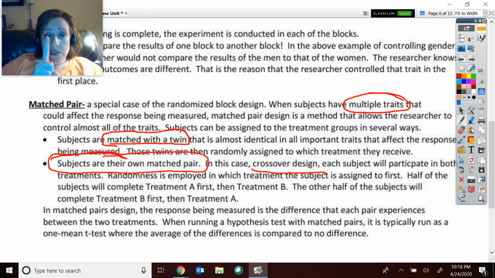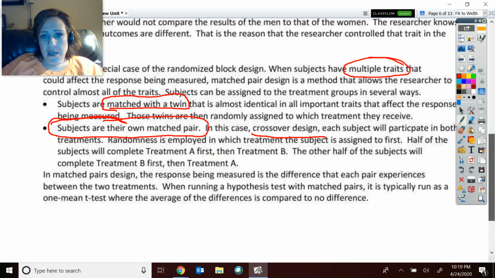So if this person is going to drive a month on one type of gas and a month on the other type of gas, random assignment determines which one is done first, so that half of the pairs do premium gas first and half do regular gas first. That helps us make sure that the order in which you use the gas is not a confounding variable that affects the results.